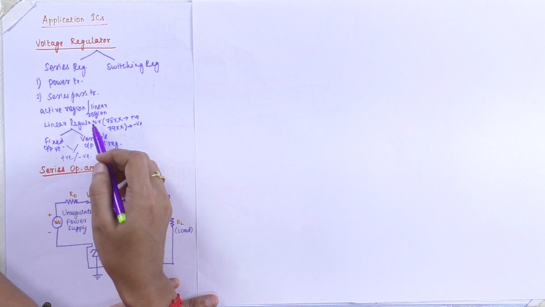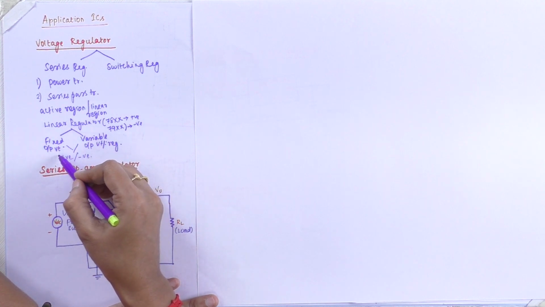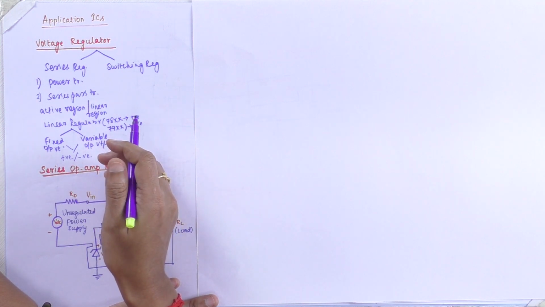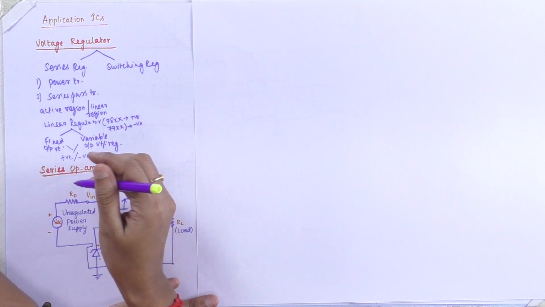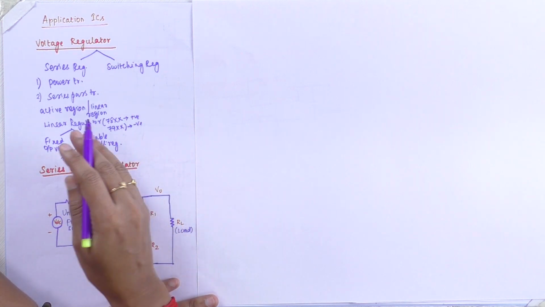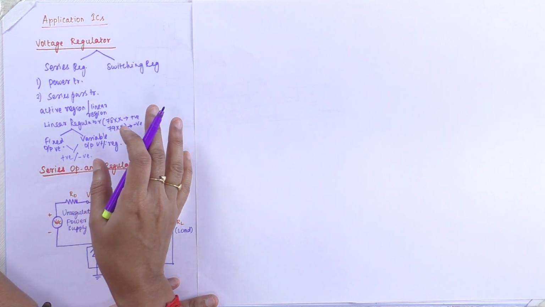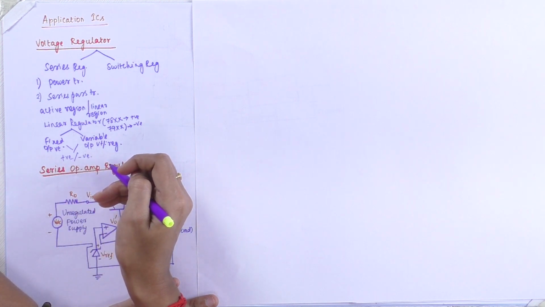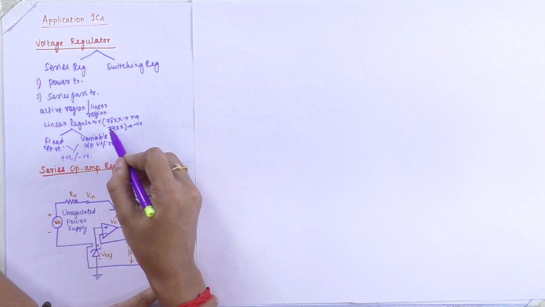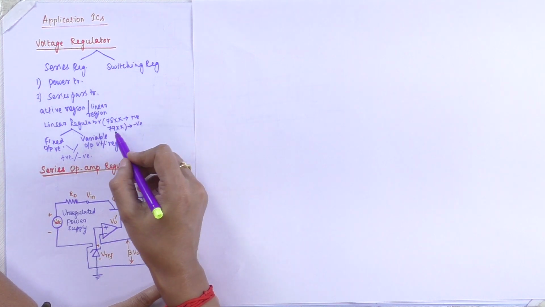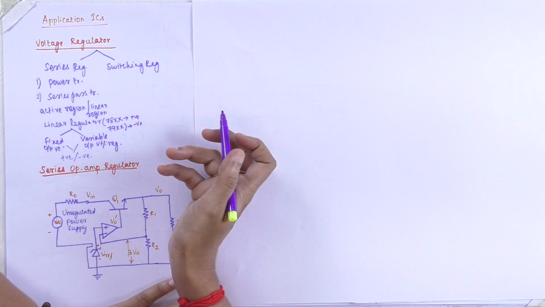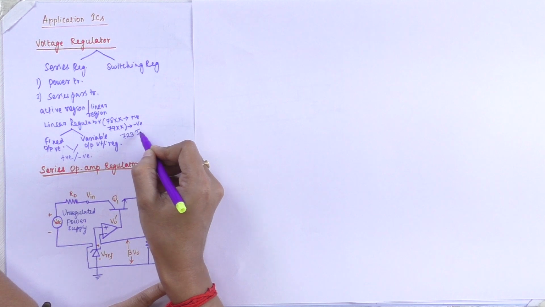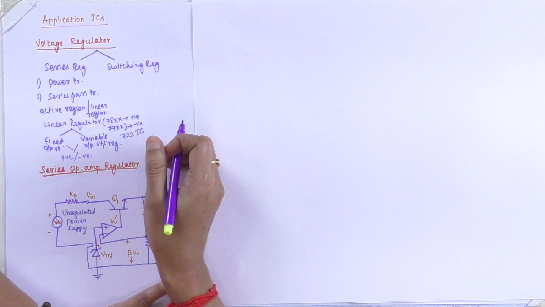This linear regulator is of two types: the fixed output voltage and the variable output voltage. The variable output voltage can be adjusted every time, whereas the fixed output voltage has a fixed value. Here it may have both positive voltages and negative voltages. For the linear regulator, we have the 78XX as the positive one and the 79XX as the negative voltage regulators. We have one more IC called 723 as a voltage regulator.